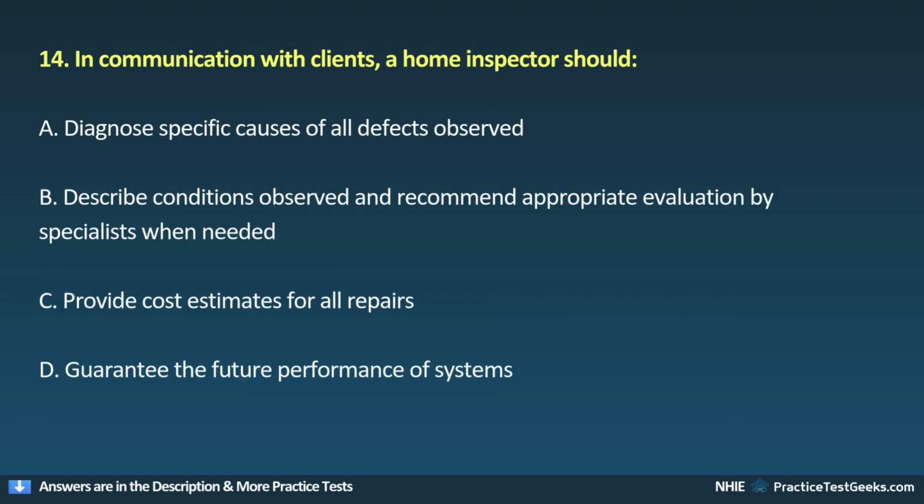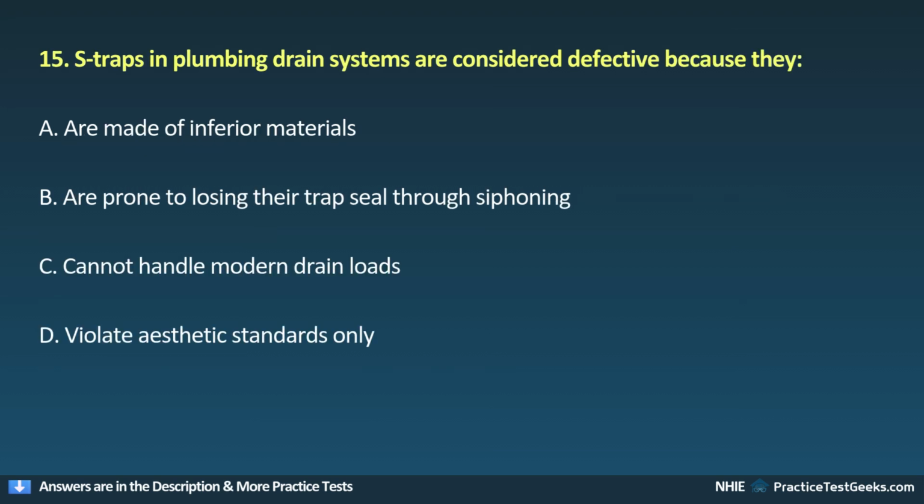14. In communication with clients, a home inspector should A. Diagnose specific causes of all defects observed, B. Describe conditions observed and recommend appropriate evaluation by specialists when needed, C. Provide cost estimates for all repairs, D. Guarantee the future performance of systems.